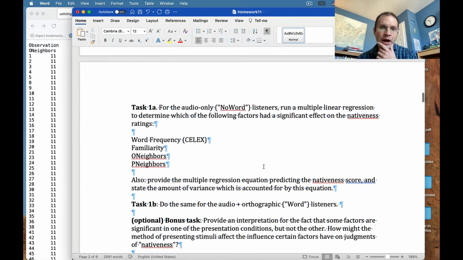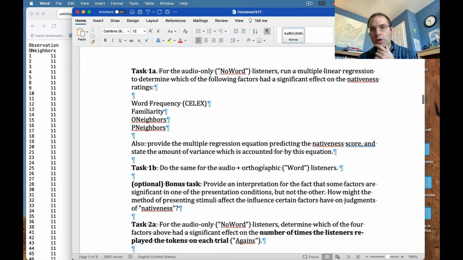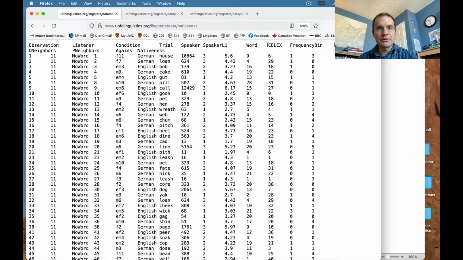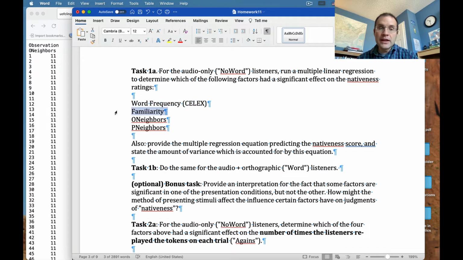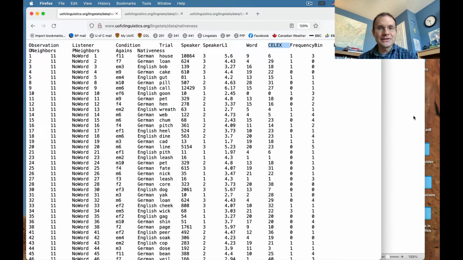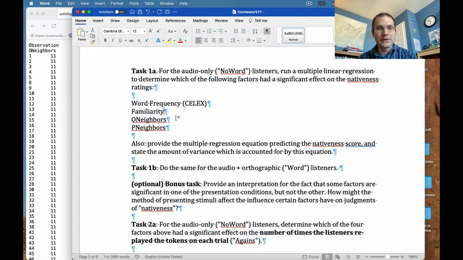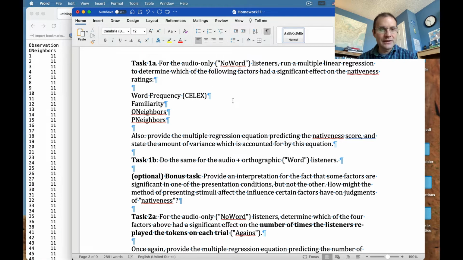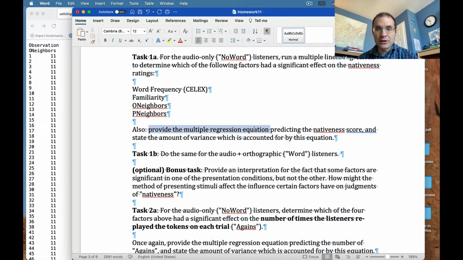Okay, so here's what you have to do. For the audio only or no word listeners, run a multiple linear regression to determine which of the following factors had a significant effect on the nativeness ratings. So we can look at word frequency in terms of the SUBTLEX rating, which is this variable here, familiarity, that number we borrowed from the Baayen database, and also the 2 different numbers of neighbors, the orthographic neighbors or the phonological neighbors. So determine which of those factors have a significant effect on that rating, and then provide the multiple regression equation predicting the nativeness score and state the amount of variance which is accounted for by this equation.